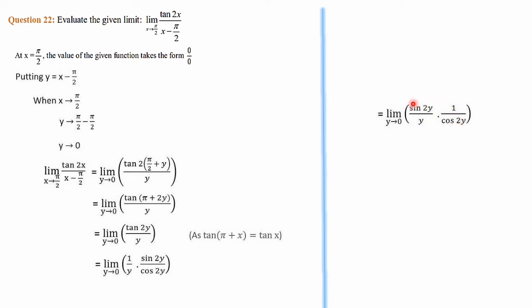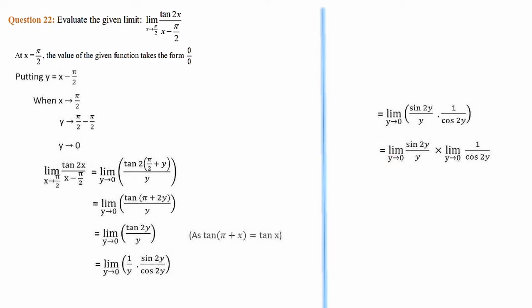We have separated y in the sense we are going to make an adjustment and use the formula limit x tends to 0, sine x by x. But here the denominator is having only y. If there is a 2, we can use the formula. For getting 2, what we have to do is just multiply and divide by 2 in the first term. That is limit y tends to 0.